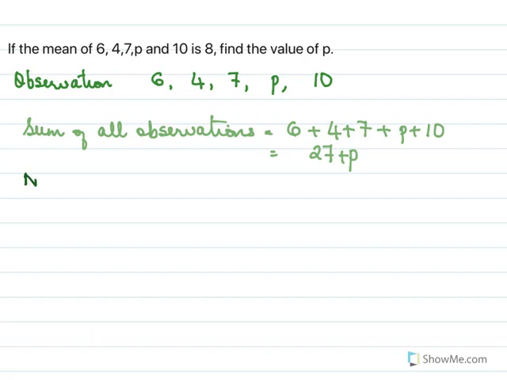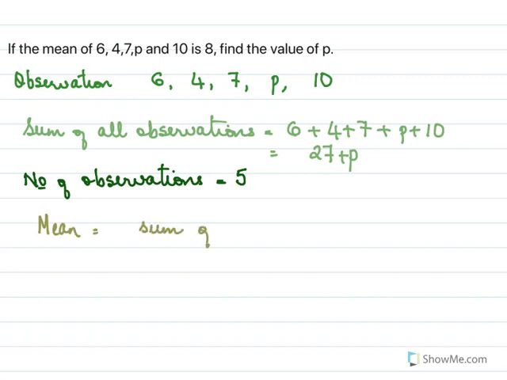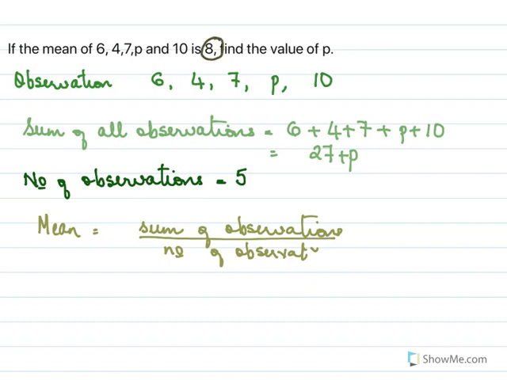In the next step, I have to find the number of observations. The number of observations here are 1, 2, 3, 4, 5 observations. We have 5 observations. So we find the mean. Formula for mean: sum of all observations divided by number of observations. So we know the mean is given as 8. Here we have the mean is 8.